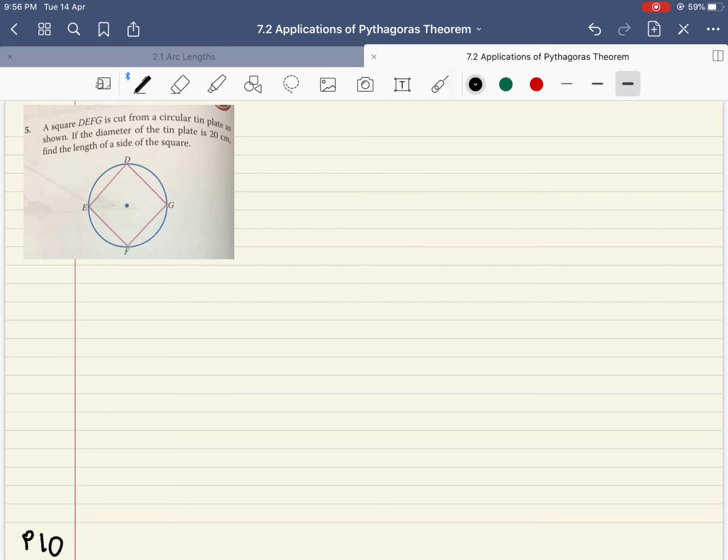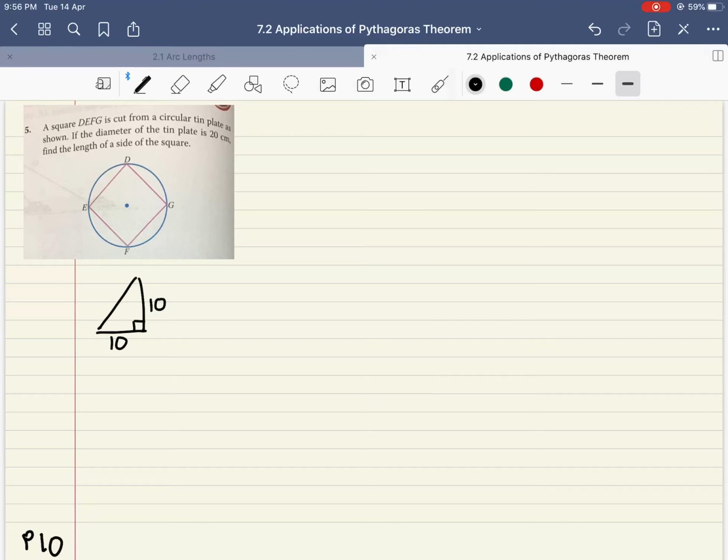Still on page 10, we are on question 5. Alright, so now in question 5, they say that a square is cut from a tin plate as shown. The diameter of the tin plate is 20 cm. So the diameter is 20 cm, and this being the center, this will be 10, this will be 10. From here to here is 10 cm. This is actually the radius of the circle. It means that from the center to D, it will also be 10. And what does it form? It forms a right angle triangle.